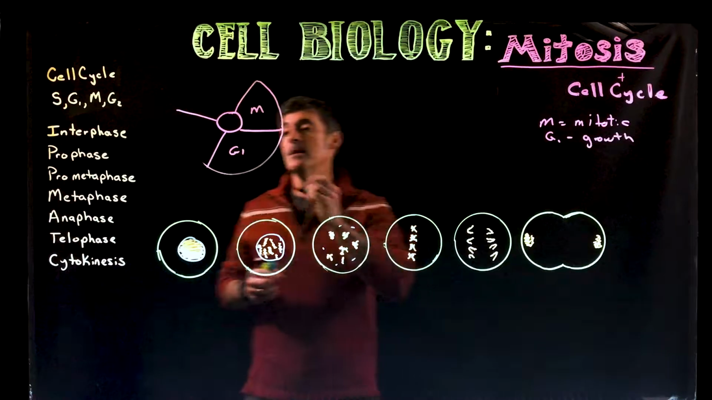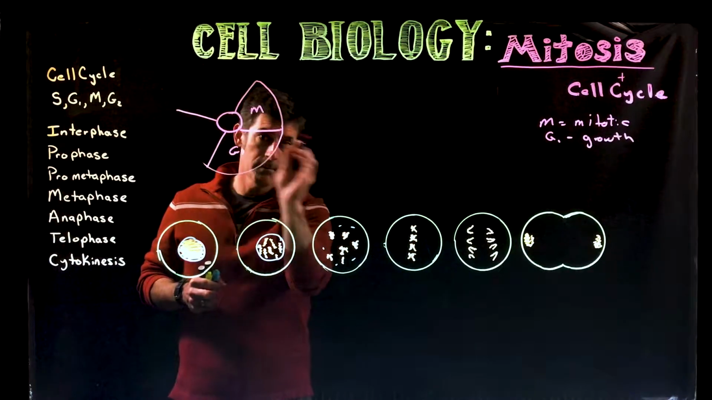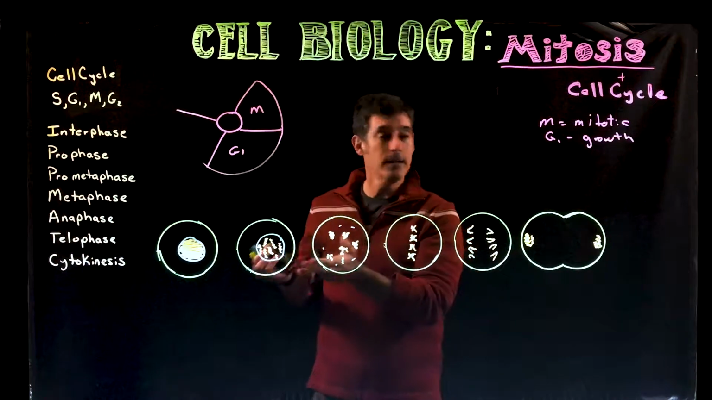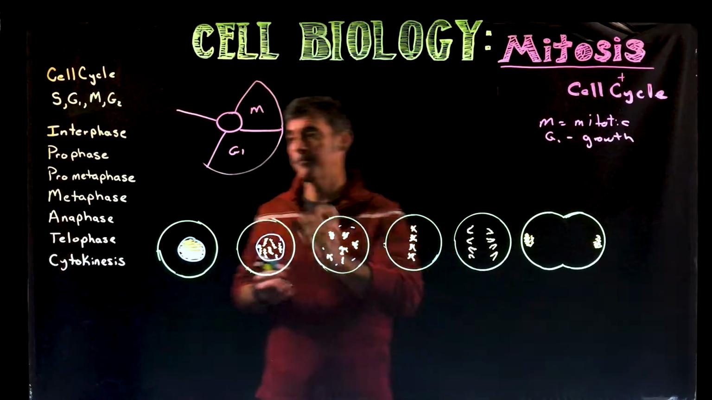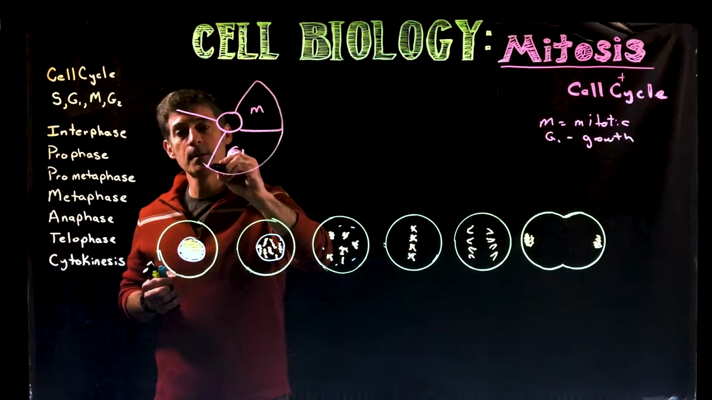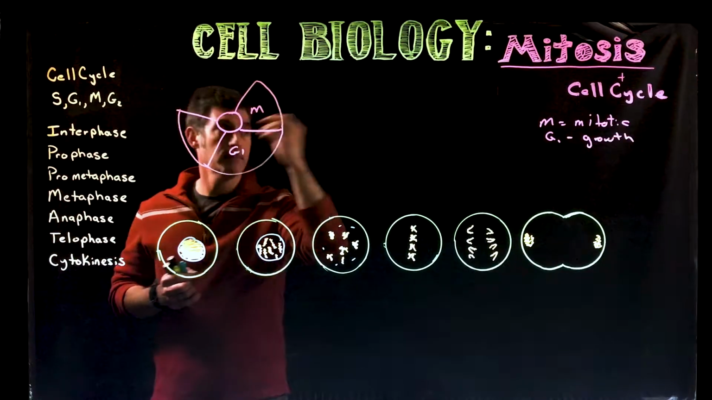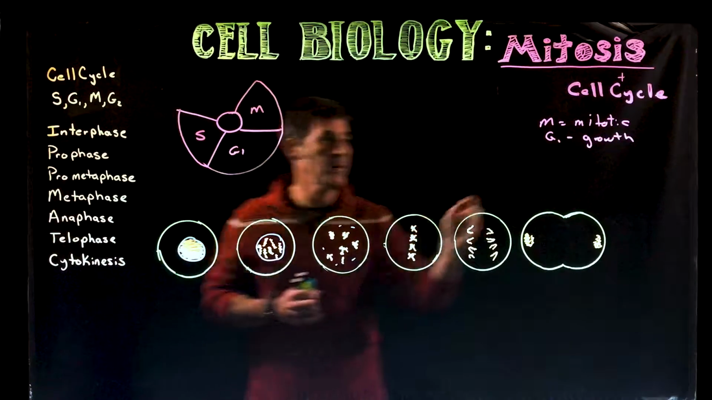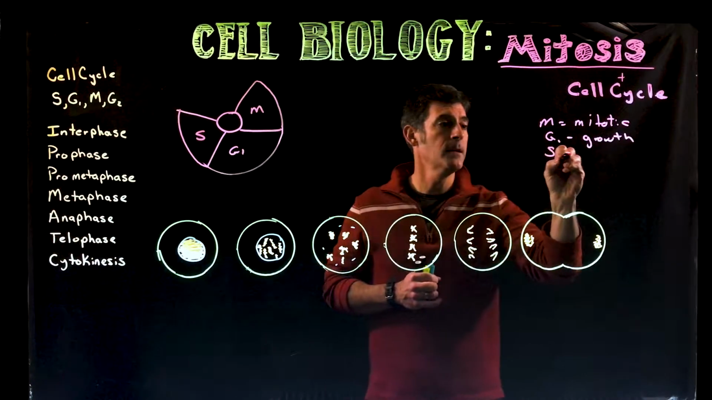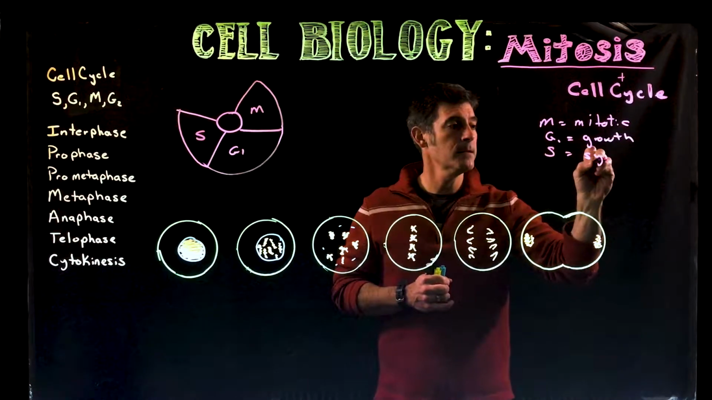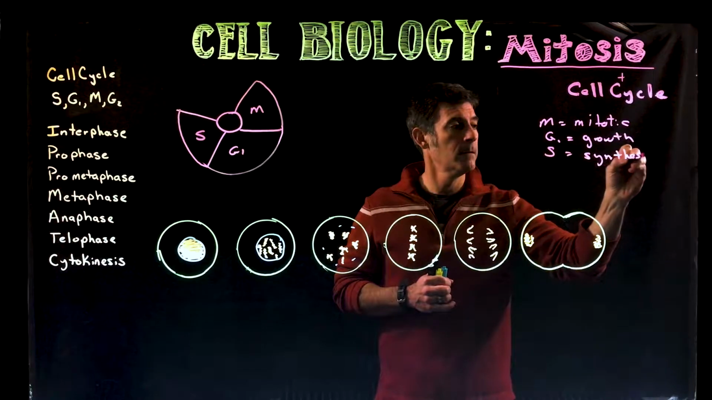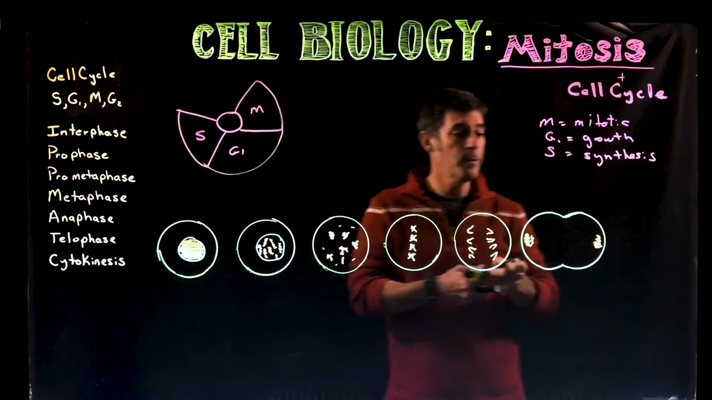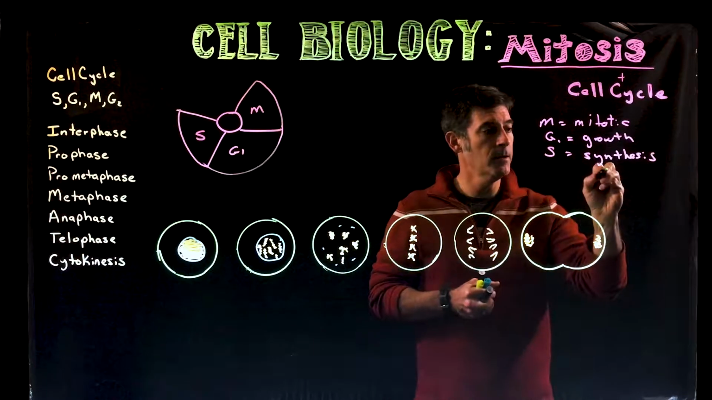So this is just post-mitosis. The cell had just divided, and now it needs to produce more proteins. Eventually, it's going to get to the point where it's ready to divide again, and we enter into what's called the S phase. So the S phase is the synthesis phase, and that's really DNA replication. So that's what we just finished going over.